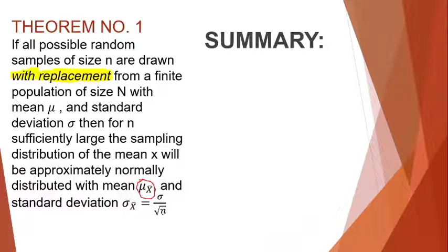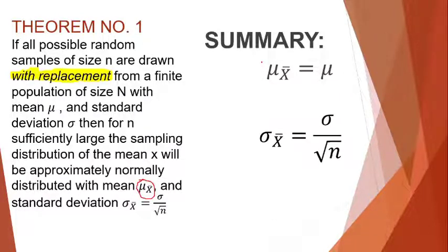In summary, for theorem 1, we are assured that the mean of the sample mean in the sampling distribution is equal to the population mean, and the standard deviation of the sample mean in the sampling distribution is equal to the population standard deviation all over the square root of n.